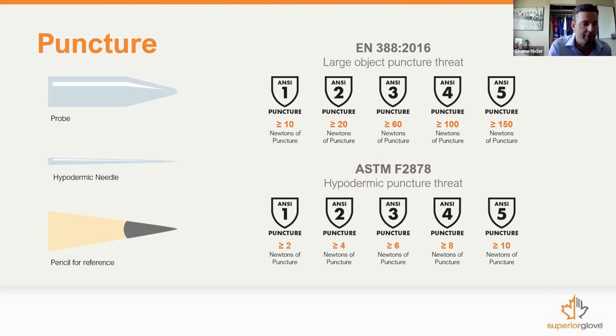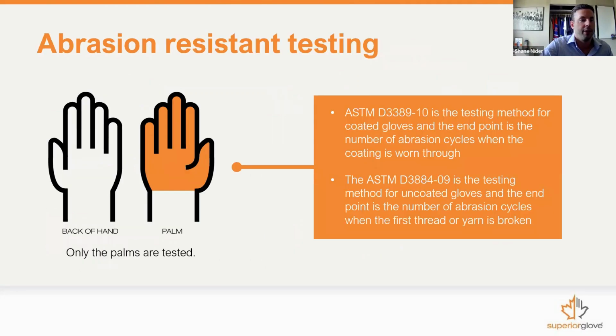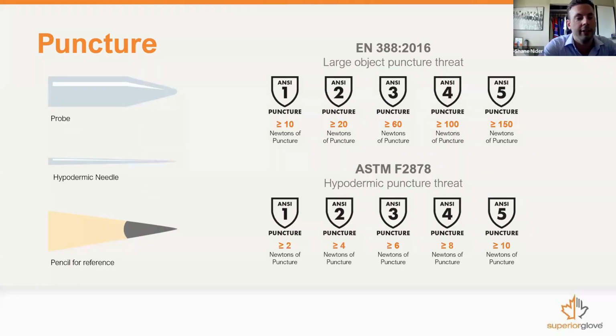Are you dealing with very fine materials that can come through the glove, or are you dealing with larger objects? The last thing I wanted to mention here is there are very specific gloves for hypodermic needle protection. There are gloves that give you 360 degrees of protection, but they're few and far between. Most puncture resistant gloves, including hypodermic needle puncture threat, are on the palm and the fingers.